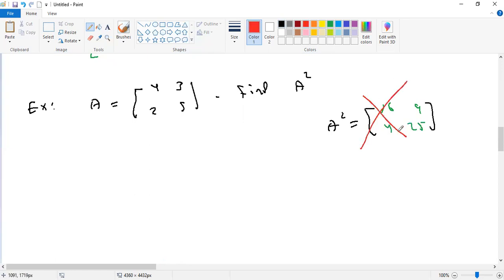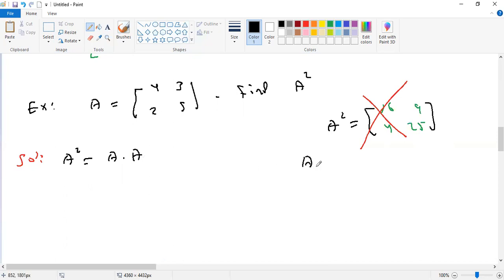This is wrong. Why? Let's look at the solution. Now, what do you mean by A squared? A squared means matrix A times matrix A. Now, first, is it allowed or not allowed? Why do I say allowed or not allowed? See, students, A is 2 by 2, and with this one, A is also 2 by 2.